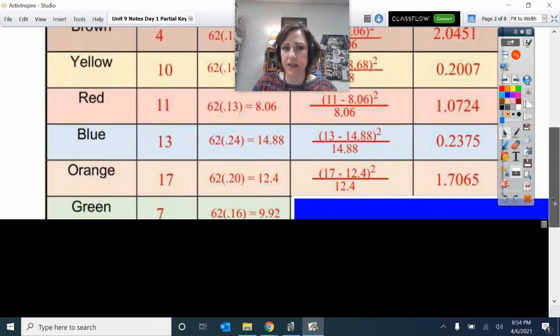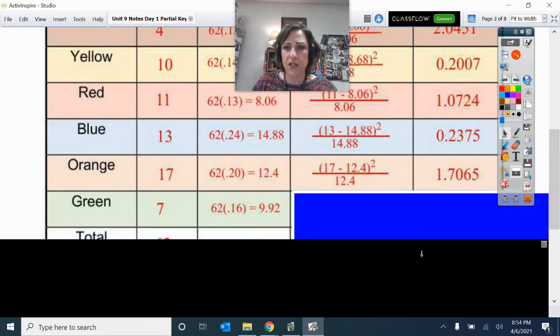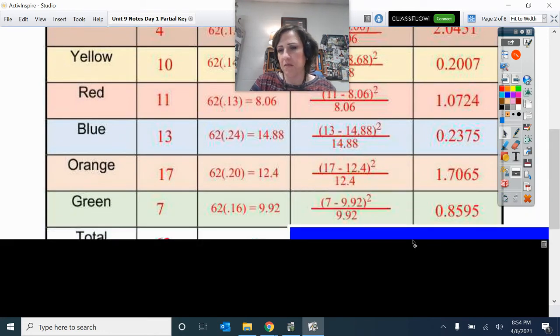And then we've got one more left, the green. So let's see, 0.8595. The final thing, to get a full total test statistic, a whole idea of the collective discrepancy of all of our categories, is the sum of those components.